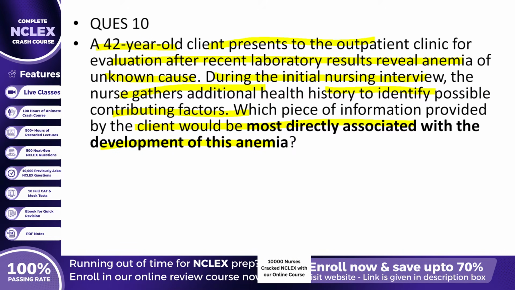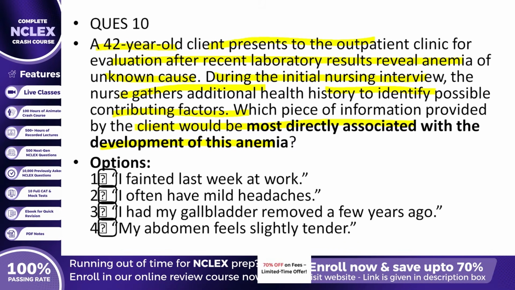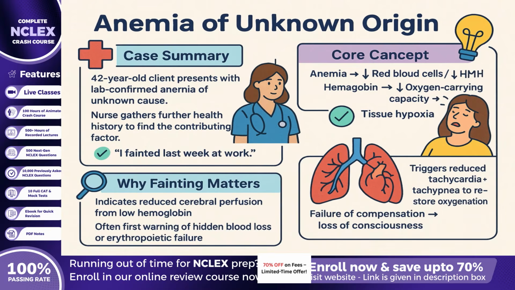Option 1 says, I fainted last week at work. Option 2 mentions, I often have mild headaches. Option 3 explains, I had my gallbladder removed a few years ago. Option 4 states, my abdomen feels slightly tender. The correct answer is Option 1. I fainted last week at work. Now, let us carefully explore the advanced rationale behind this choice.